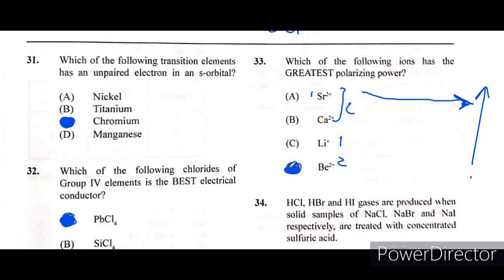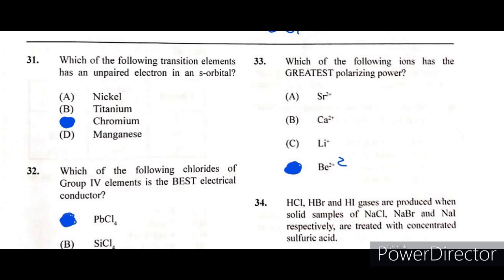Yes. Oh my god. Group 1, these are group 2. Group 2 is further over to the right, and then beryllium is furthest to the top. So that about covers that. Let's go down to 34.